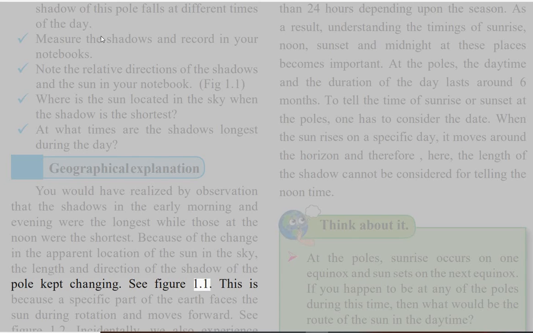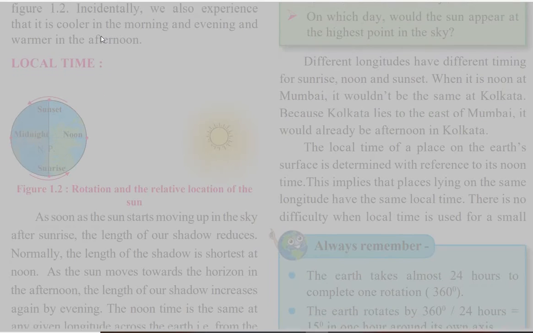See Figure 1.1. This is because a specific part of the Earth faces the Sun during rotation and moves forward. See Figure 1.2. Incidentally, we also experience that it is cooler in the morning and evening and warmer in the afternoon.